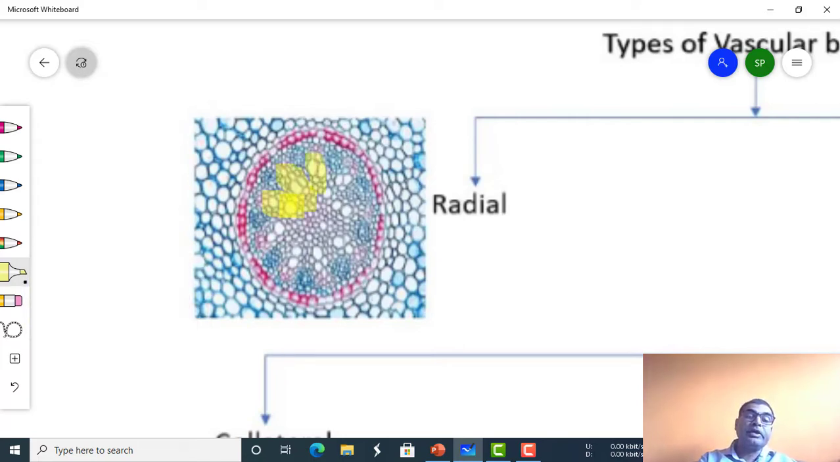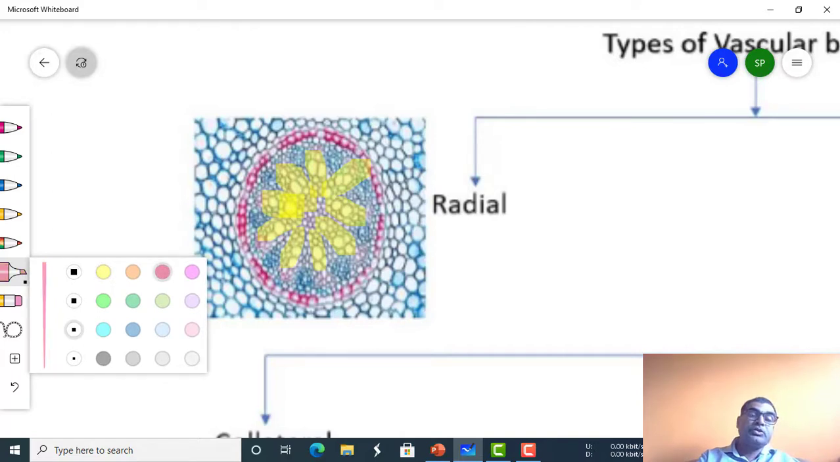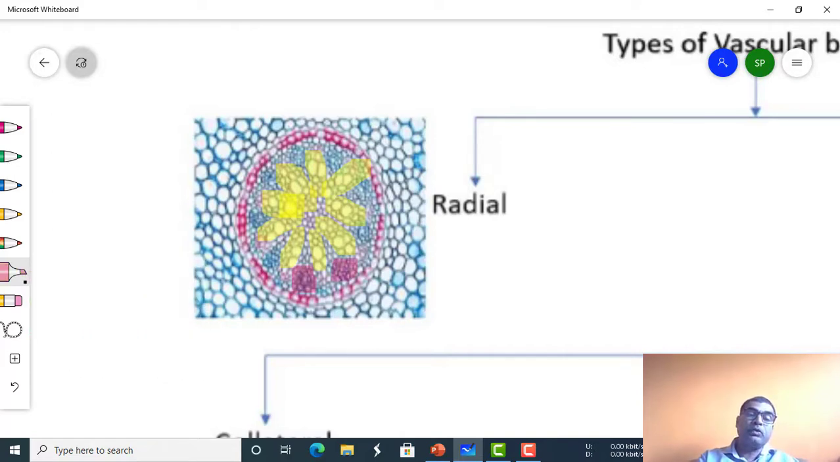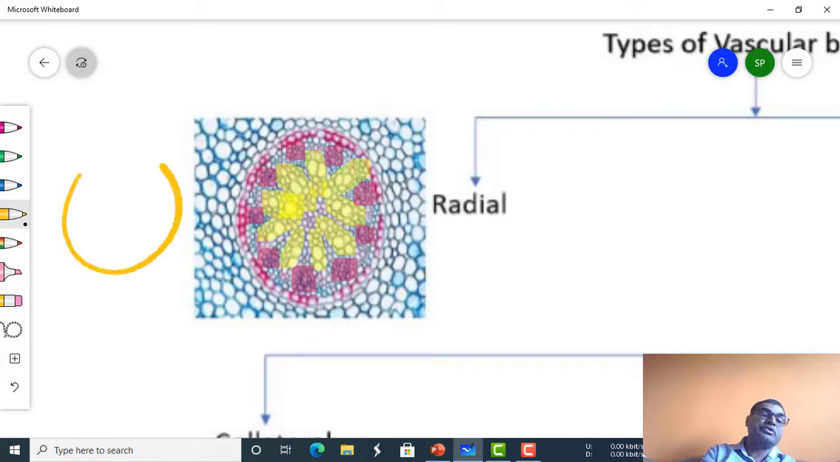These are the elements of the xylem. Okay, and let me color it. This one is a zone of phloem. So here, if you see, the xylem and phloem are present on the same radius, or they are equally placed from the center. If you consider this one as a circle, this is a center, and this one is a radius.